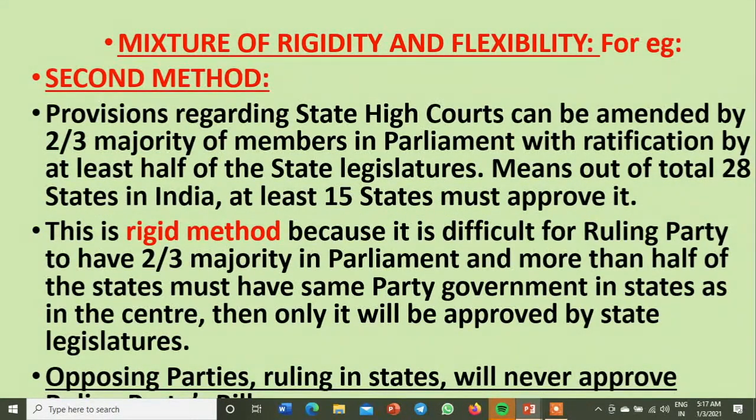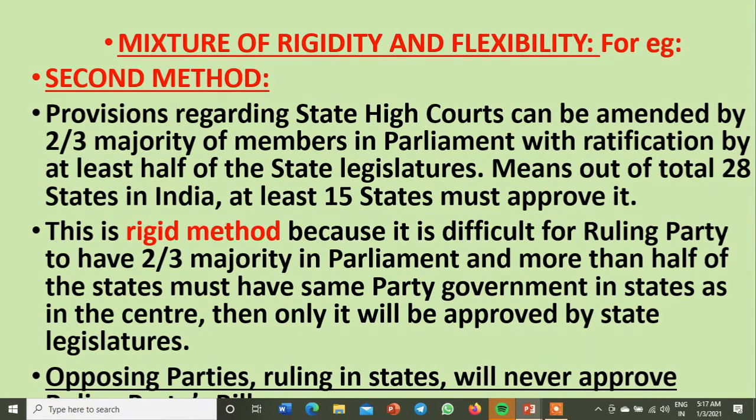The second method: the provisions regarding state high courts can be amended by a two-third majority of the members in parliament with ratification by at least half of the state legislatures.